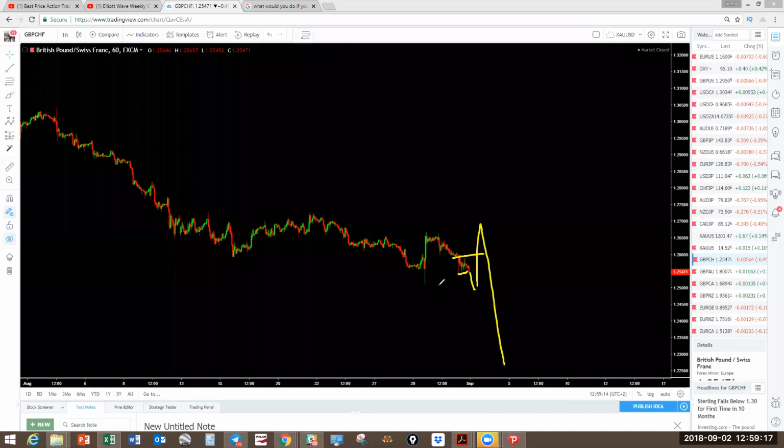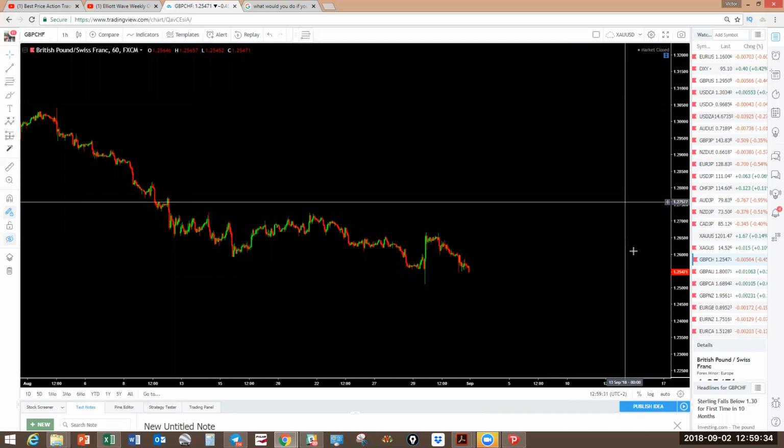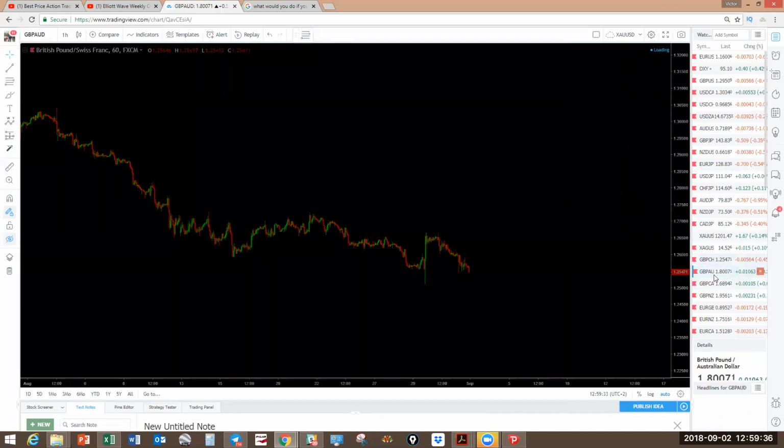For me, it doesn't really matter if you can just keep selling this all the way to the downside and anticipate there's a possibility of this coming back to retest this level before it drops. If you see it coming up to this level, just look at it as an opportunity for another good entry. So that's Pound Chief. All right, Pound Aussie.